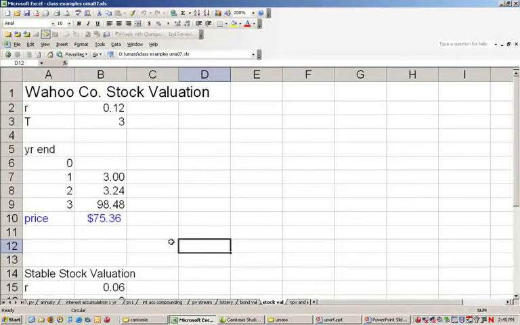We're back to our Excel file, and I just want to show you how the dividend discount model would be calculated using the NPV function in Excel. Here are our parameters: a market capitalization rate of 12%, a term of the investment of 3 years.